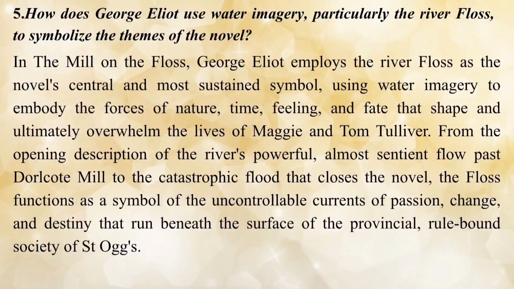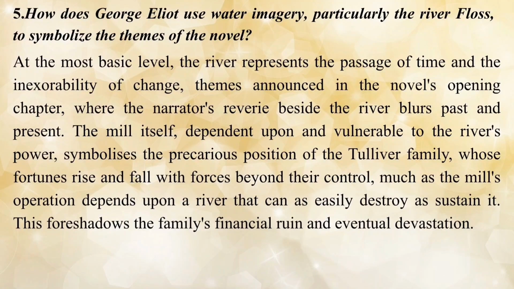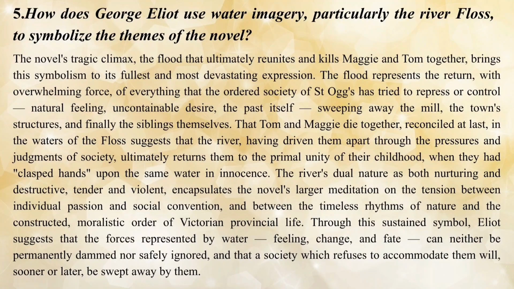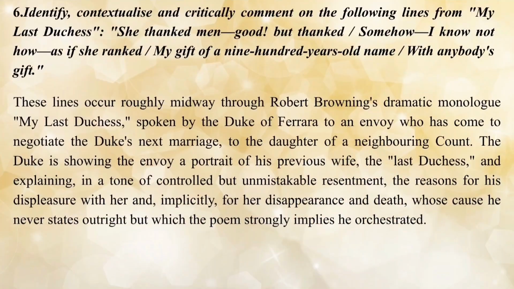Question number 5. How does Eliot use water imagery, especially the River Floss? The River Floss symbolizes time, fate, and uncontrollable passion. It's tied closely to Maggie's emotional nature, especially in the boat episode with Stephen Guest, where the river literally carries her along with her feelings. The final flood destroys the mill and reunites, then kills Maggie and Tom, showing nature overwhelming the rigid, judgmental society of St. Ogg's.